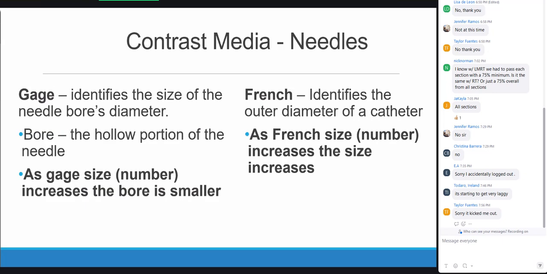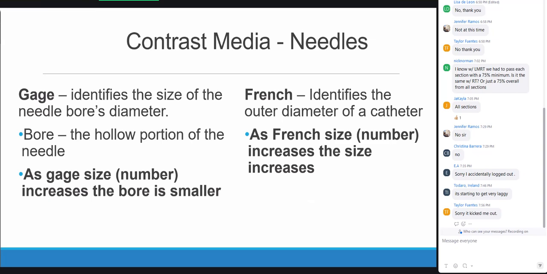Looking at needles and catheters. Gauge identifies the size of the needle's bore diameter, so the hole in the needle. What's the diameter there? That's going to be told by the gauge. As the gauge number increases, the needle bore gets smaller. All right, so a 14 gauge is a larger bore than a 23 gauge. Okay, the bigger the number, the smaller the bore.